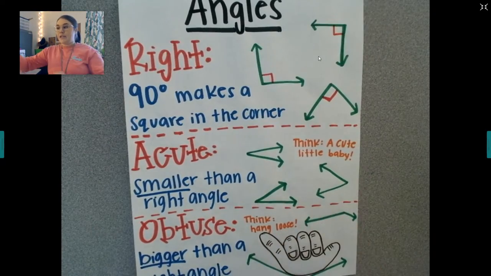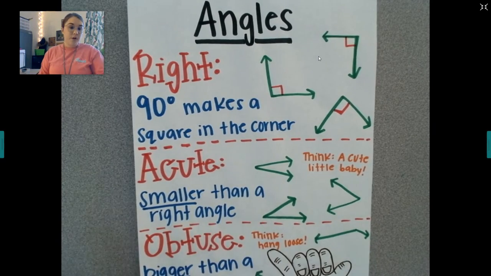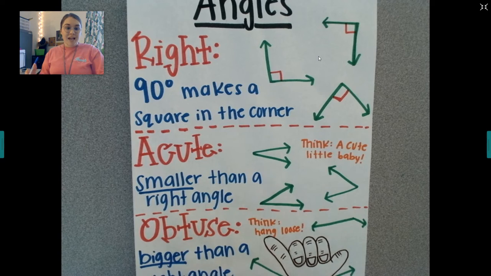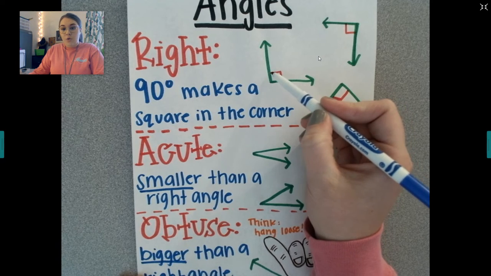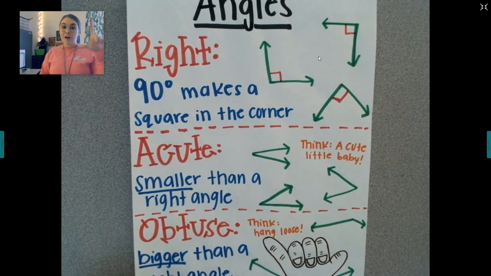You're also going to see some things today about angles. So let me go ahead and introduce you to the three types of angles. And this is a review. I'm sure you've heard of these types of angles before. But this angle right here is a right angle. It is a 90-degree angle, and it makes a square in the corner. So a 90-degree angle looks like a perfect L.